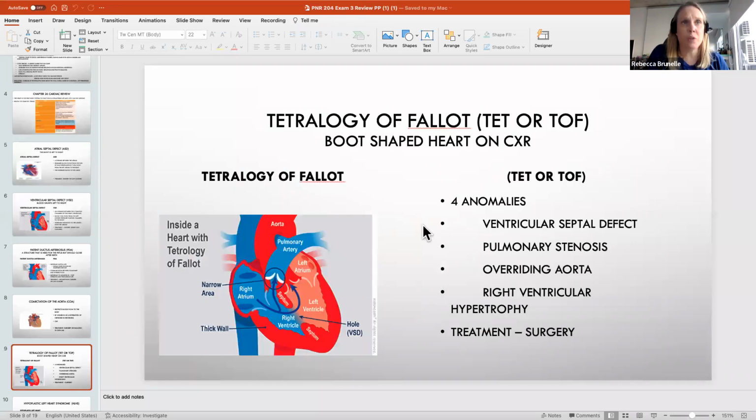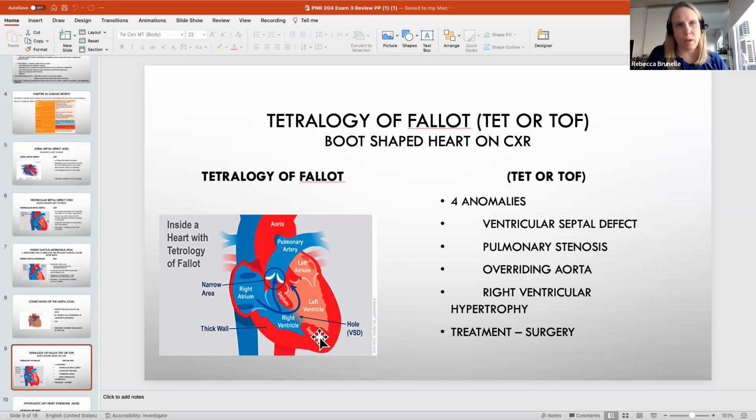So there's two defects in this list that are a little bit more complicated. One of them is tetralogy of Fallot, otherwise called a TET or a TOF. And there's four things. So there's the ventricular septal defect, there's a hole between the bottom chambers, and this has a pulmonary stenosis. So there's narrowing on the right side of the heart going out to the lungs. The aorta is pushed over. So normally the aorta should be squarely here, just getting blood from the left ventricle, but it's pushed over and getting some blood from the right ventricle.